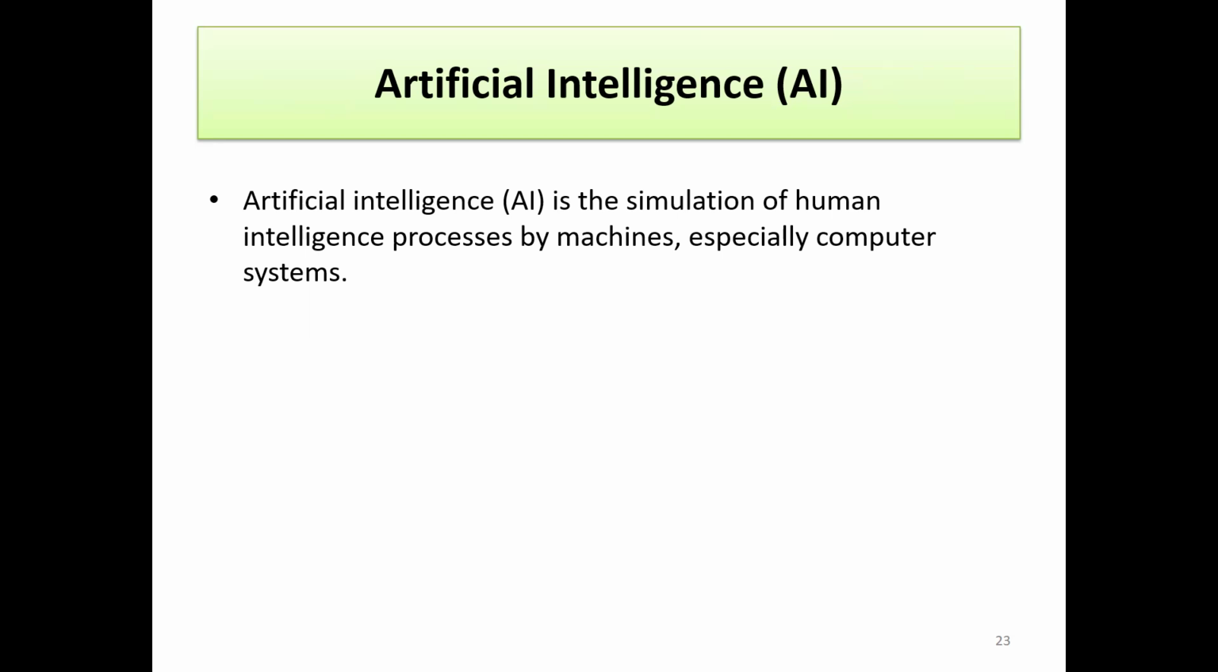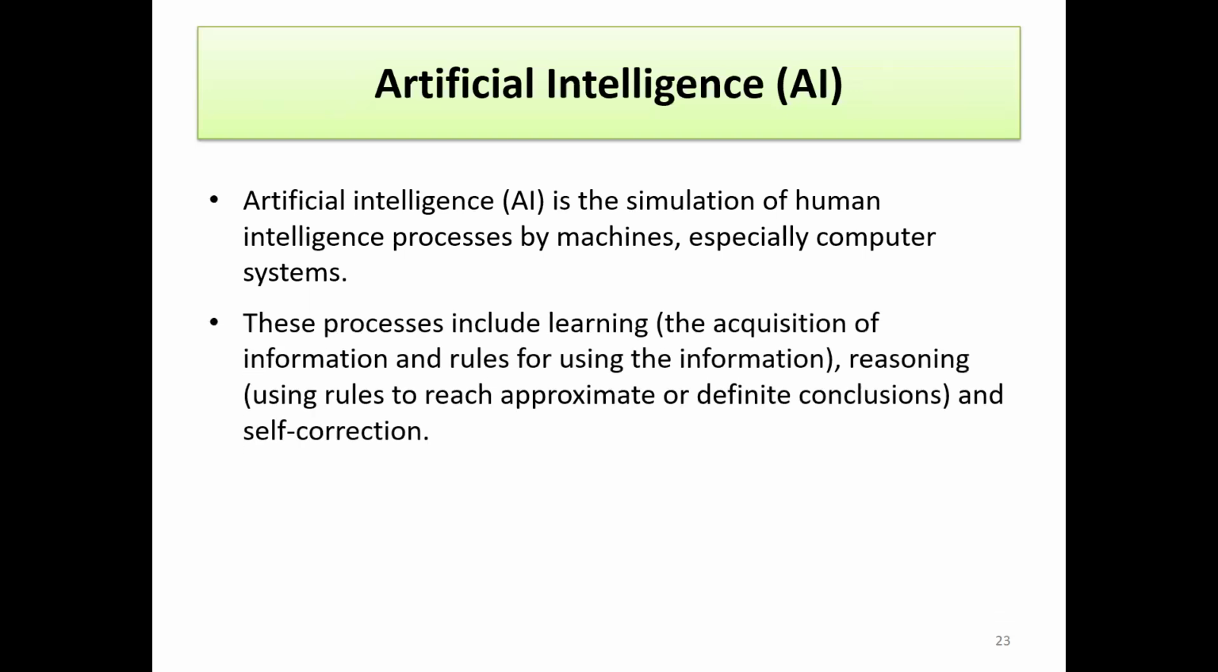Simulation of human intelligence processes by machines and computers. If someone asks, what is AI? AI is the simulation of human intelligence processes by machines and computers. That's all. These processes include learning, reasoning, and self-correction by the computer.